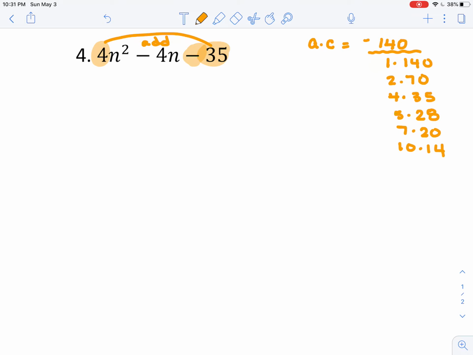From that list, I need to figure out which 2 factors I can get to add up to negative 4. So I have to play with the signs a little bit here, but 10 and 14 can give me negative 4 if I make the 14 negative. So I then take my factors and I use them to rewrite the middle term. So negative 4n gets broken into positive 10n and positive 14n. Everything else just gets copied down.